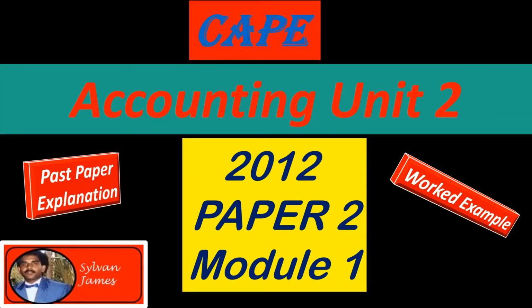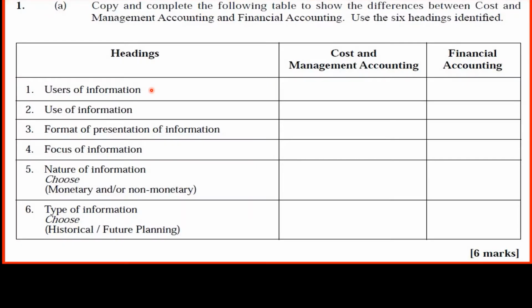Today's topic is past paper question 2012 paper 2 module 1. So let's get right into it. Copy and complete the following table to show the differences between cost and management accounting and financial accounting. Use the six headings identified.